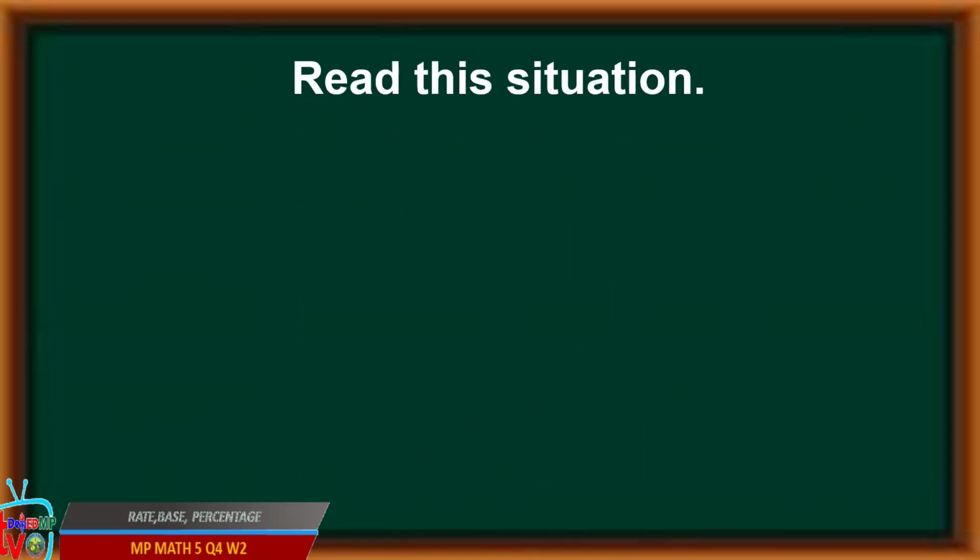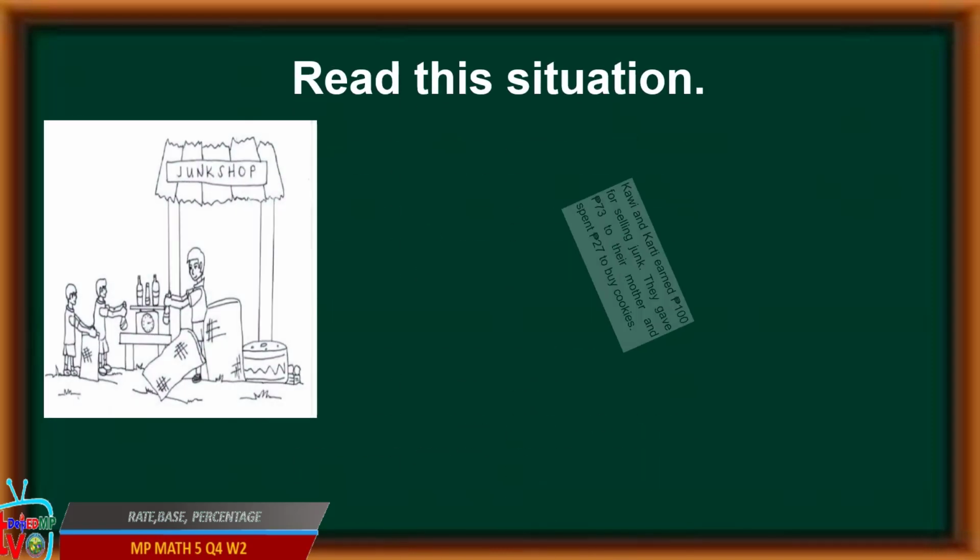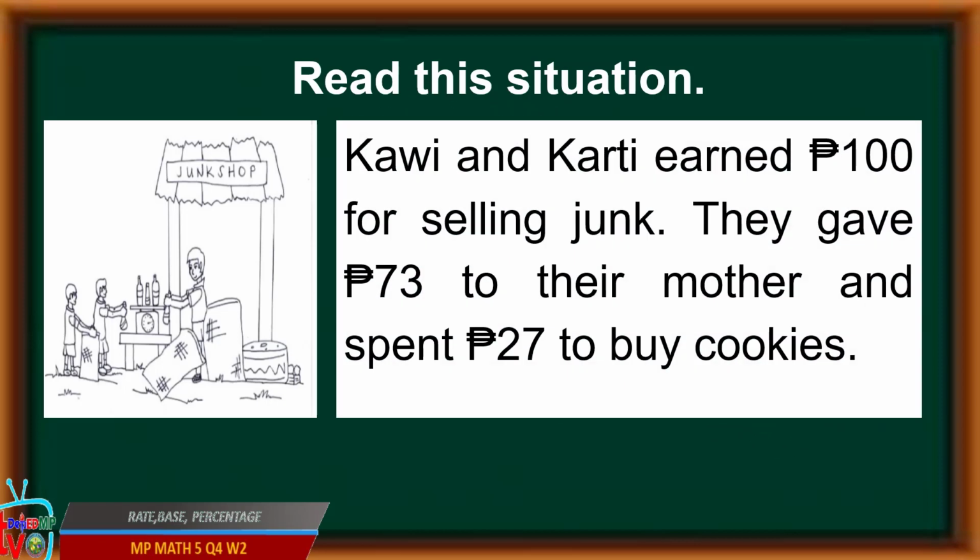Let's read this situation. Kawi and Karti earned 100 pesos for selling junk. They gave 73 pesos to their mother and spent 27 pesos to buy cookies.